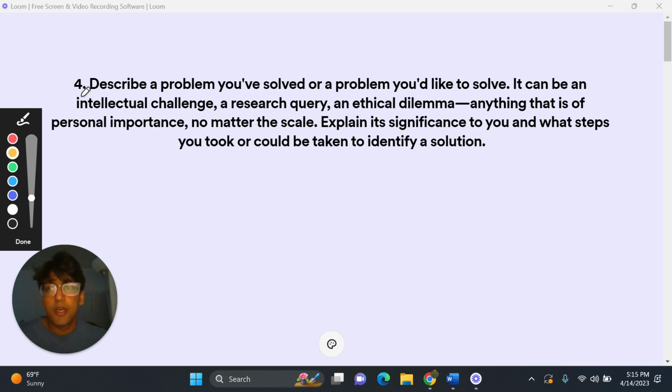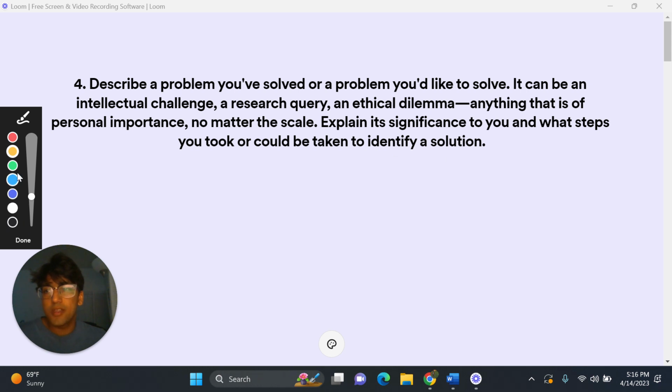So let's get started. This prompt is: describe a problem you've solved or a problem you'd like to solve. It can be an intellectual challenge, a research inquiry, an ethical dilemma, anything that is of personal importance, no matter the scale. Explain its significance to you and what steps you took or could be taken to identify a solution.